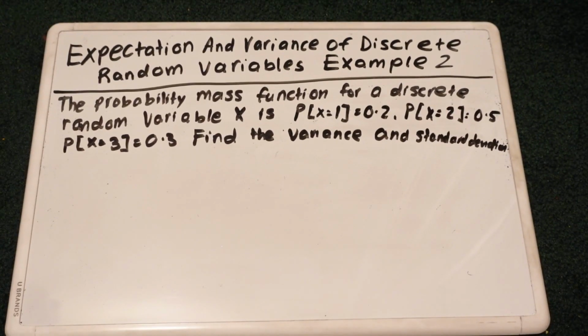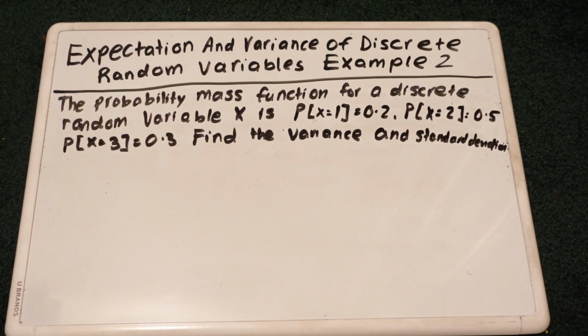So in this video, I'll be doing another example of an expectation and variance of discrete random variables in probability. The probability mass function for a discrete random variable X is: P(X=1) = 0.2, P(X=2) = 0.5, P(X=3) = 0.3. Find the variance and standard deviation. This is another example of an expectation and variance of discrete random variables.